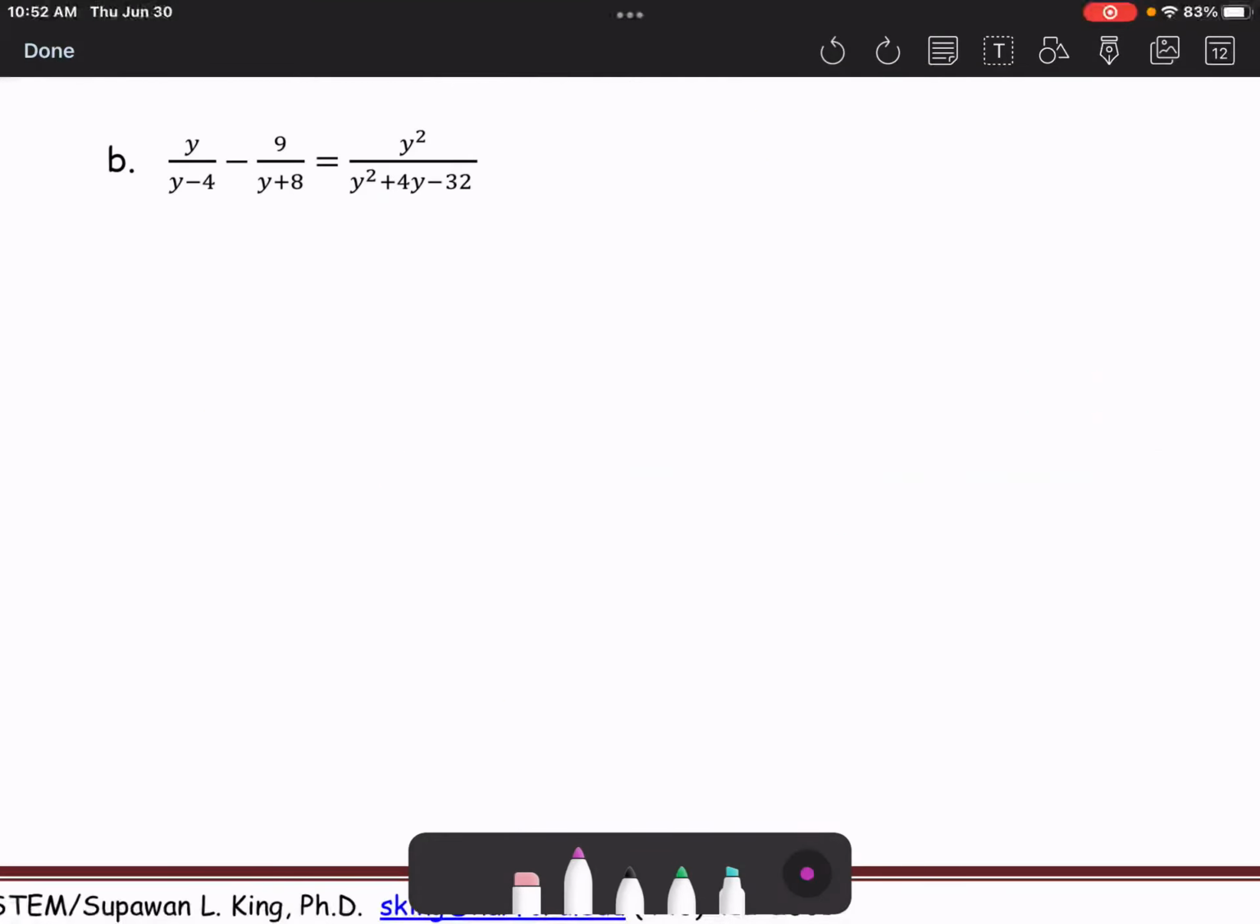For this example, y over y minus 4 minus 9 over y plus 8 equals y squared divided by y squared plus 4y minus 32. For each term, we make a list of the extraneous solutions, the values that could cause the term to be undefined. For the first fraction, the denominator is y minus 4. If y minus 4 equals 0, we have y equals 4 as one of the extraneous solutions. For y plus 8, the denominator of the second term, if we let it be 0, y equals negative 8 would cause this term to be undefined.